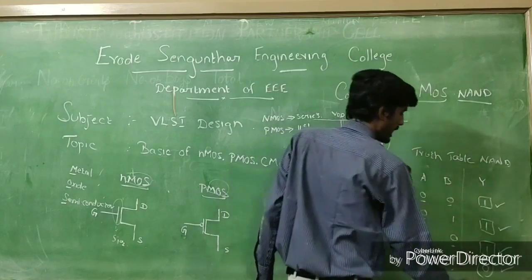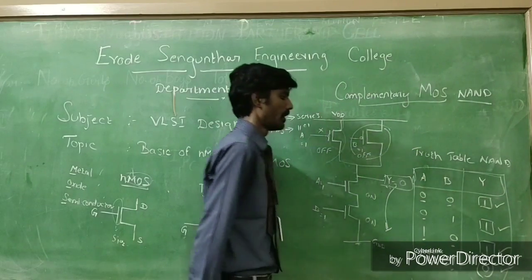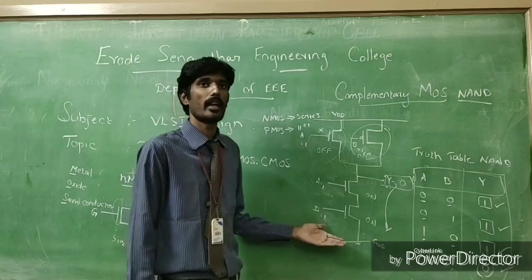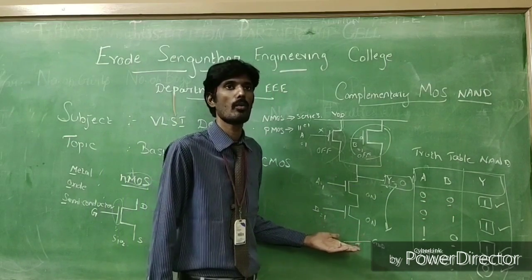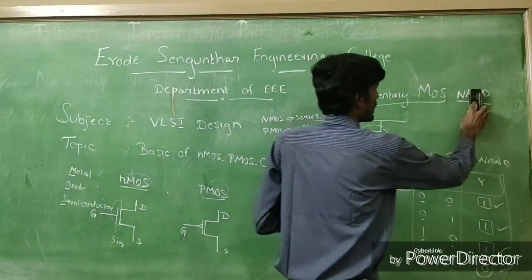So this is the NAND gate output. This is the implementation of the NAND gate using CMOS transistors. Similarly, the NOR gate is also possible. So next we are going to see the NOR gate implementation.